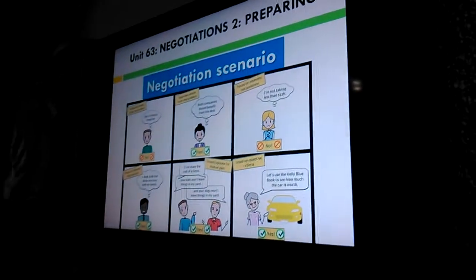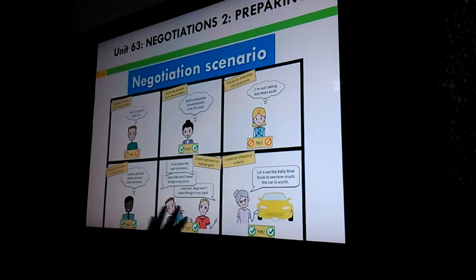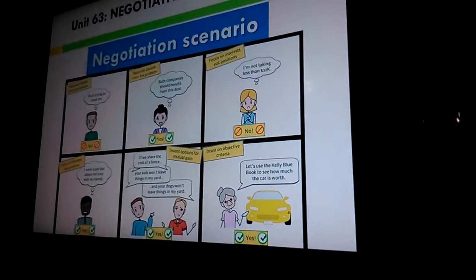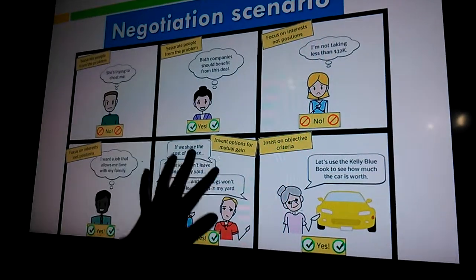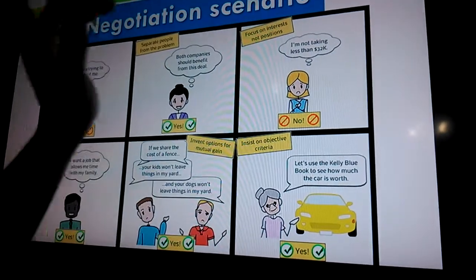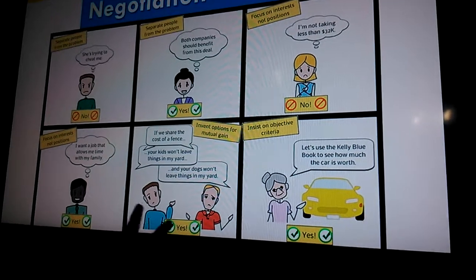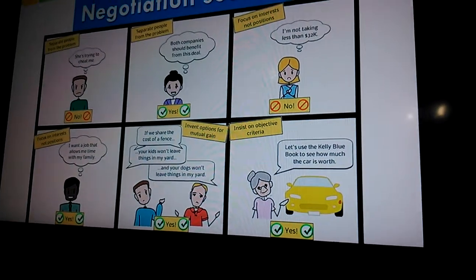And preparing, in this case, we have to imagine scenarios in which we can have success and others in which we cannot have success. For example, we have many situations where we can say, oh, no, it's not possible, or yes, or maybe no, or maybe in this case they are negotiating, but they have a good result.